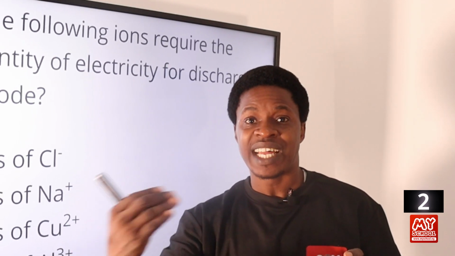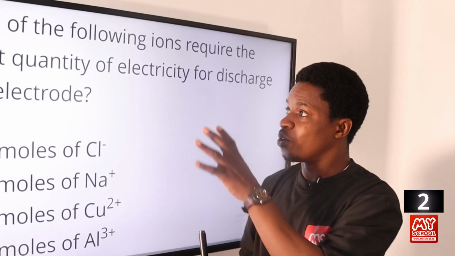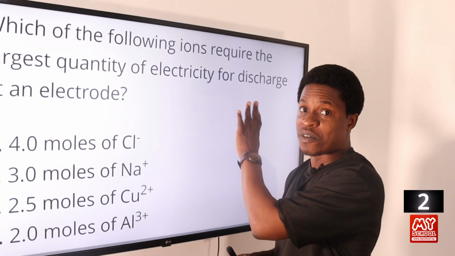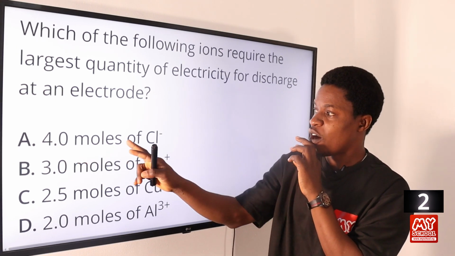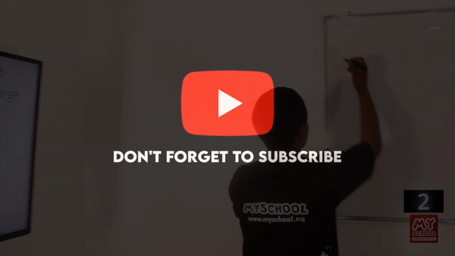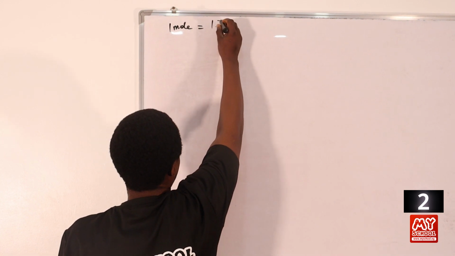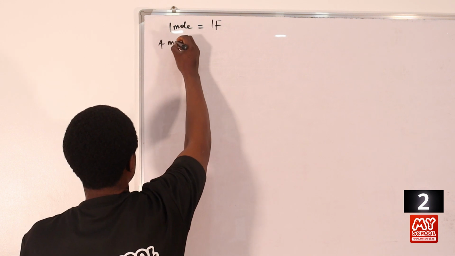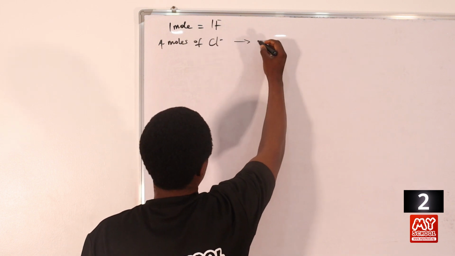The quantity of electricity that will be passing through the substance that will be electrolyzed. So usually we know that 1 mole is equal to 1 Faraday. At this point, if we have 4 moles of chloride ion, let's look at the board. Don't forget that 1 mole is equal to 1 Faraday, and 1 electron is equal to that.